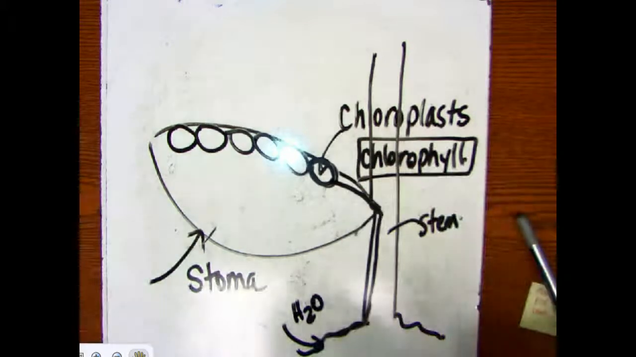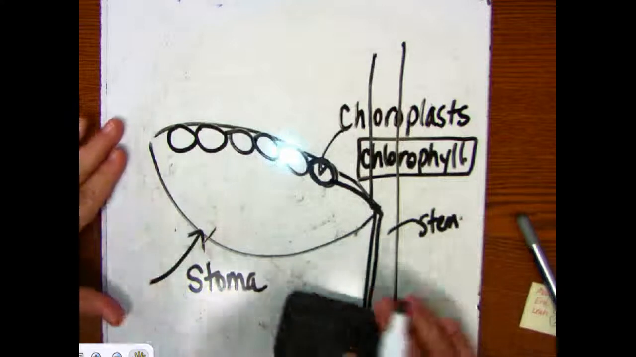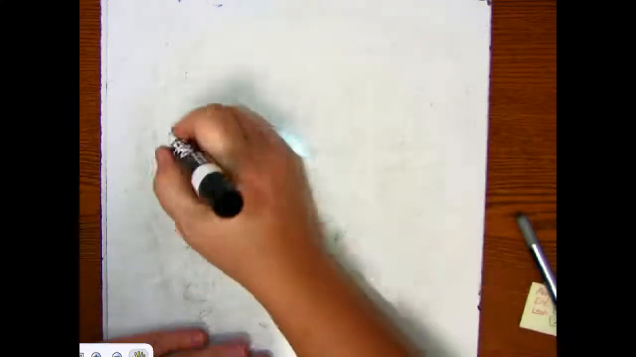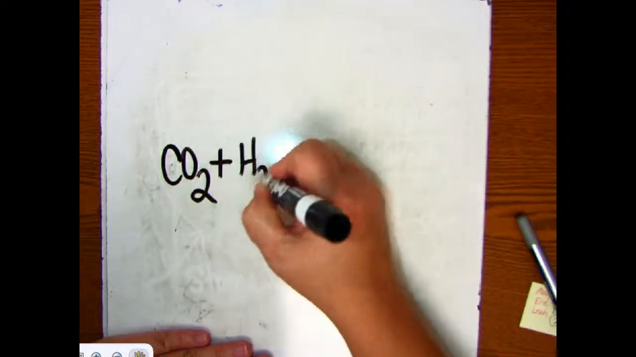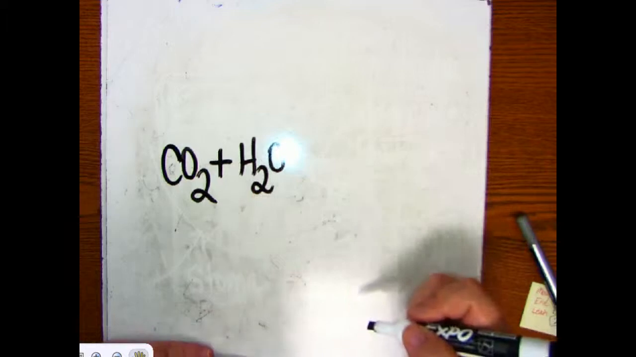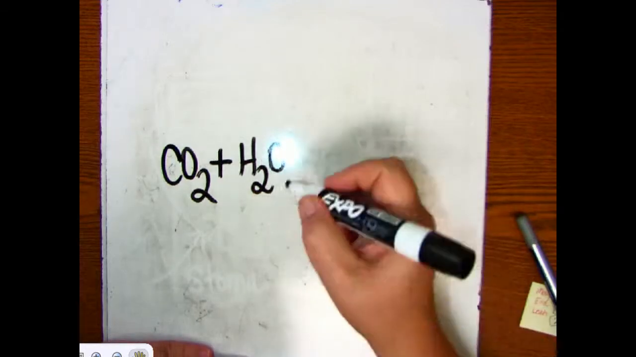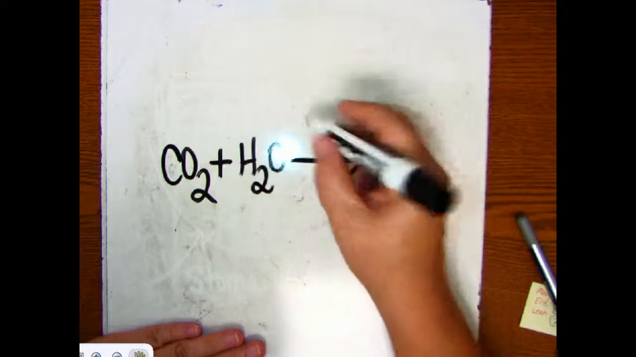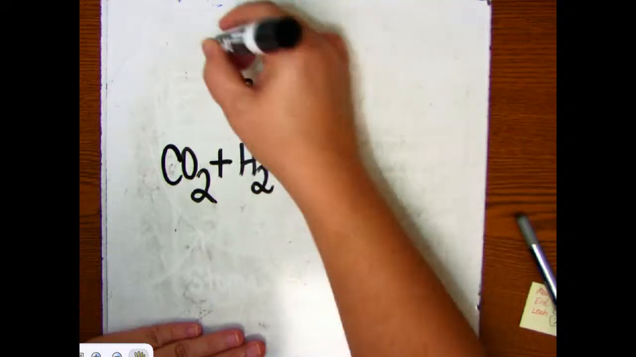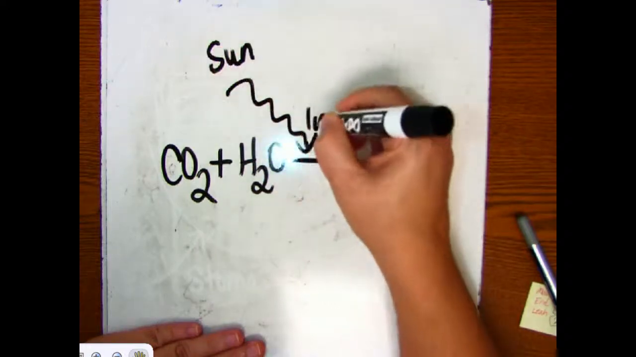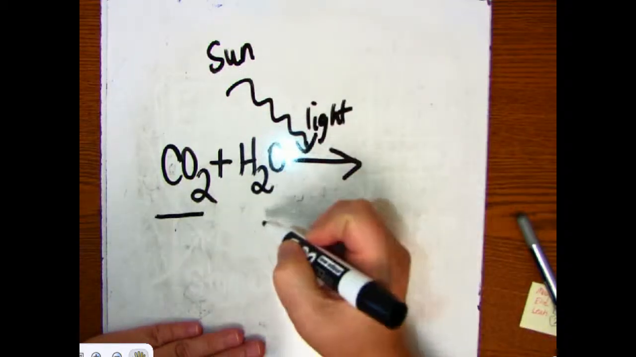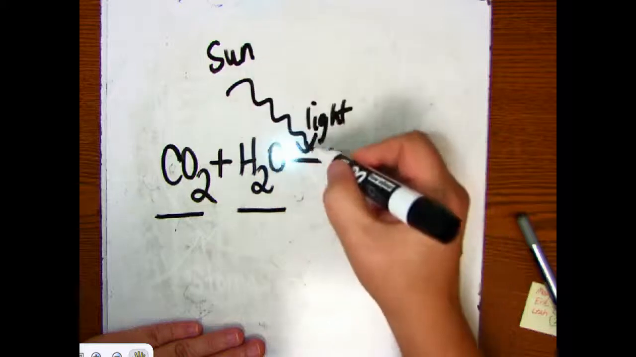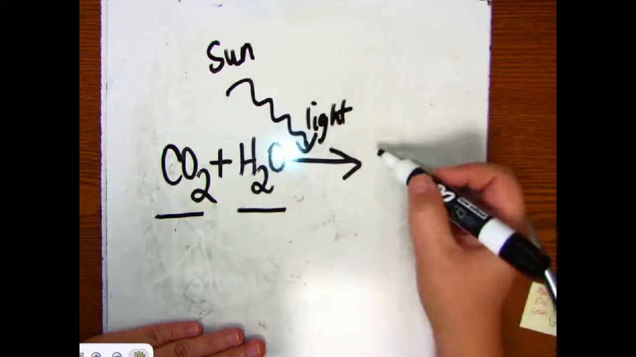So let's take a look at the process of photosynthesis once the plant has gathered all of the things that it needs. The carbon dioxide comes in from the underside of the plant, and we have water coming in from the roots, up the stem and into the plant. We have light energy that comes from the sun, and that is what helps to drive the reaction. So the reactants are carbon dioxide and water. The sun's energy, the light energy from the sun, helps to drive the reaction.